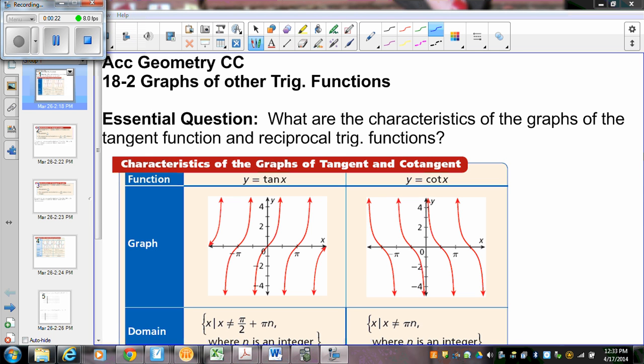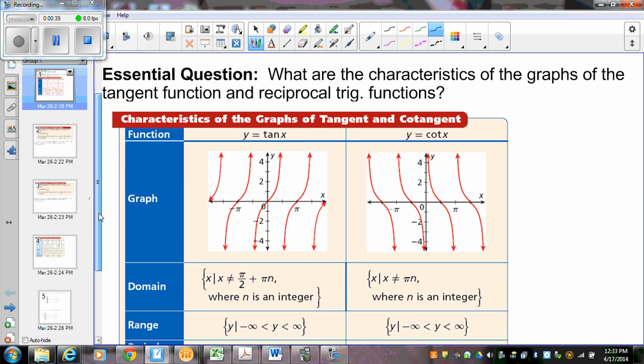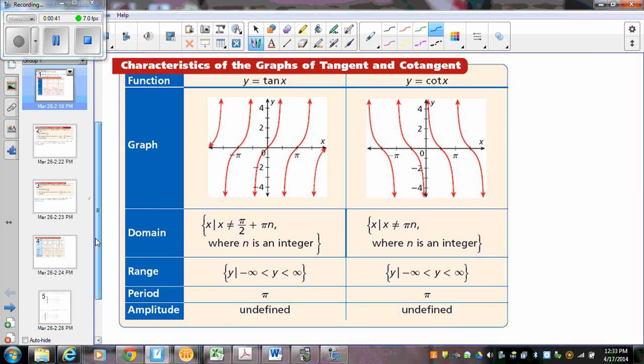So the central question for today is, what are the characteristics of the graphs of the tangent function and the reciprocal trig functions? All 4 of these graphs are very different from the sine and cosine graphs that we've been looking at that have been one consistent wave that's periodic. Now, all of these graphs are still periodic, but they're not consistent.